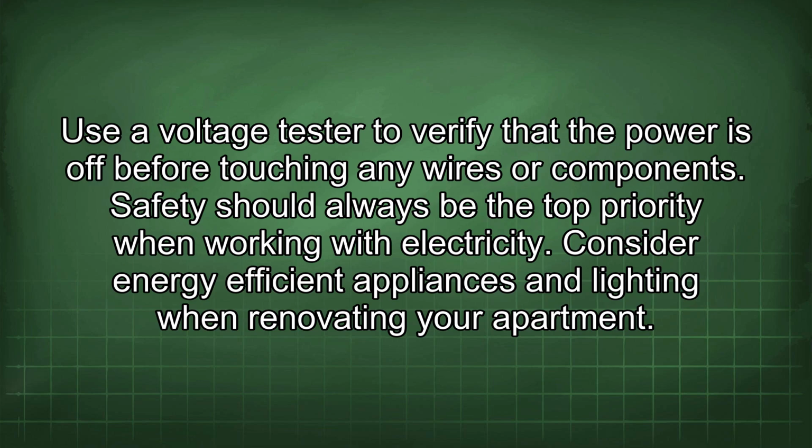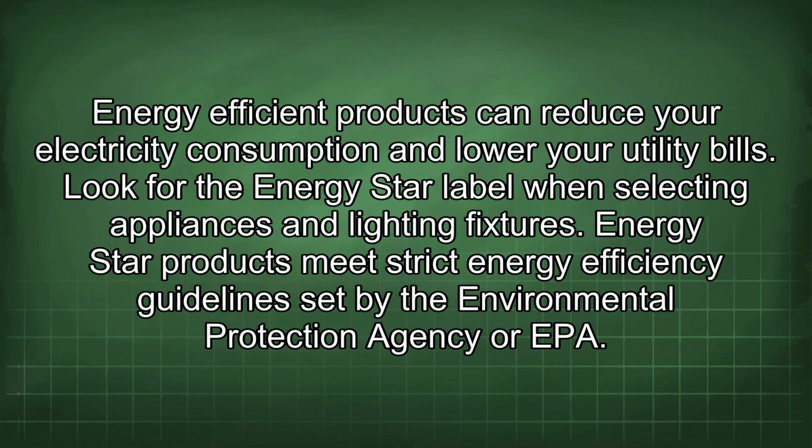Consider energy-efficient appliances and lighting when renovating your apartment. Energy-efficient products can reduce your electricity consumption and lower your utility bills. Look for the Energy Star label when selecting appliances and lighting fixtures. Energy Star products meet strict energy efficiency guidelines set by the Environmental Protection Agency, or EPA.